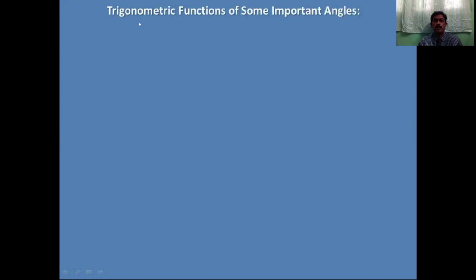So now we are going to see the trigonometric functions of some important angles. To remember the trigonometric functions of angles, I will give a clue like this. I'm going to divide the value 0 to 1 into 4 equal parts. That is 0, 0.25, 0.50, 0.75, and 1.